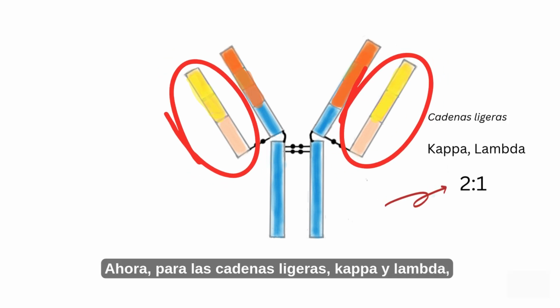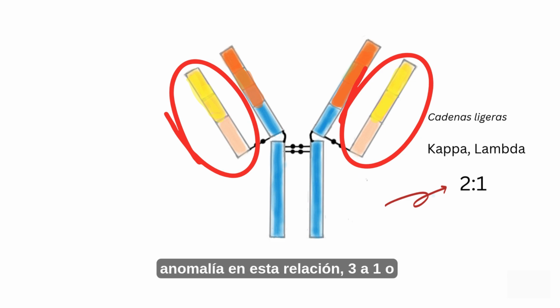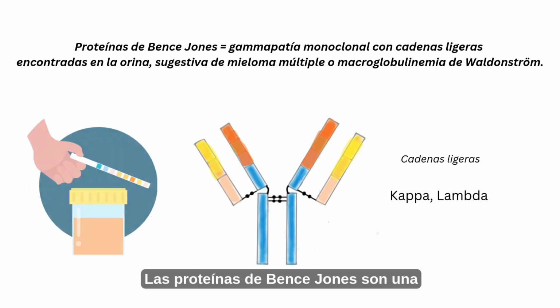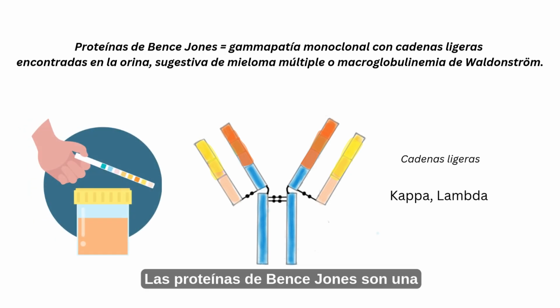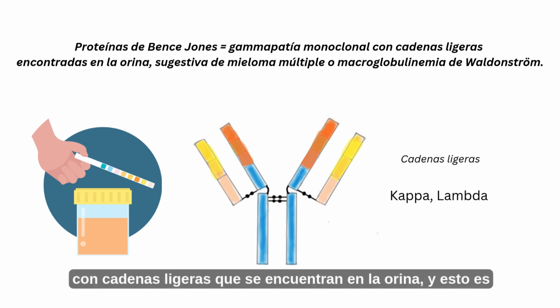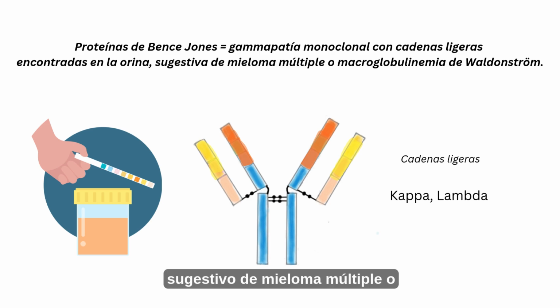Now for the light chains, kappa and lambda. The normal ratio is 2 to 1. If there's an abnormality in this ratio, 3 to 1 or 1 to 2, then this might point to a plasma cell neoplasm. Bence Jones proteins are a result of a monoclonal gammopathy with the light chains found in the urine, and this is suggestive of multiple myeloma or Waldenstrom's macroglobulinemia.